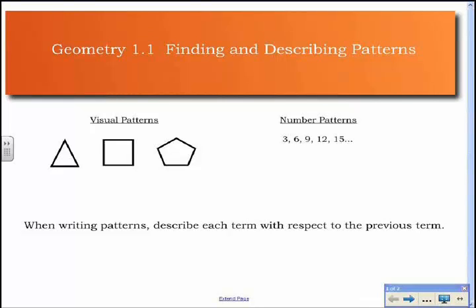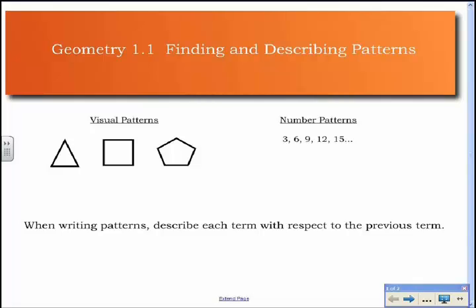Welcome to Geometry Section 1-1, Finding and Describing Patterns. This is the perfect section to use as an introduction to the course, since finding and describing patterns is so important to geometry. Most of the theorems we have were discovered when someone looked at a collection of problems or figures and noticed a pattern. So patterns are important, and they help us to kind of figure out what geometry is all about.